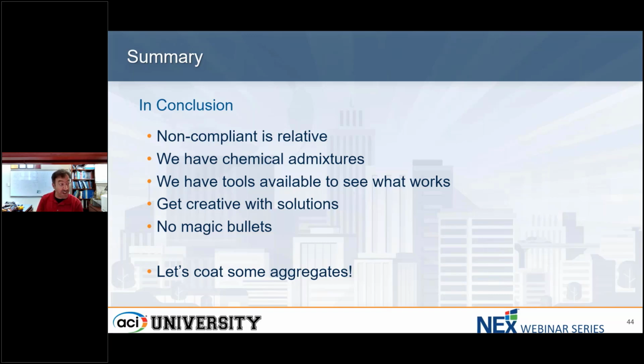We're running out of compliant sands. We're going to have to start thinking of some more solutions, and one of those could be coating some aggregates with some silane.